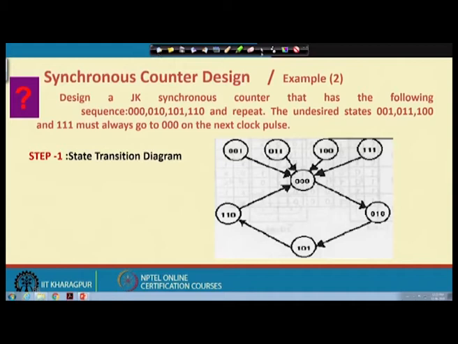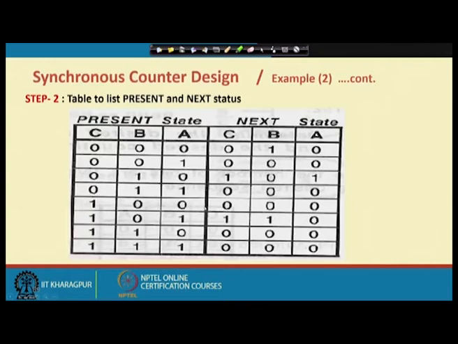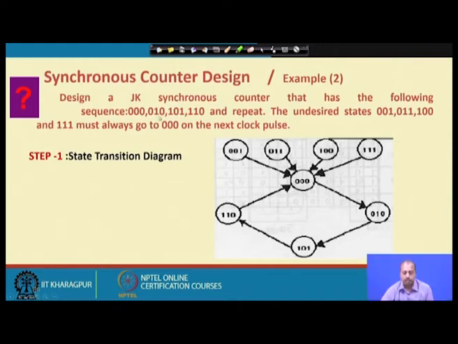Now, in this particular case, we have to design this particular sequence: 0 0 0 followed by 0 1 0, 1 0 1 and 1 1 0 and repeat. The undesired states 0 0 1, 0 1 1, 1 0 0 and 1 1 1 must always go to 0 0 0 on the next clock pulse. So, that is expected. The state transition diagram will be like this, and then you can draw the present state, next state table. It is 0 0 0 to 0 1 0, 0 0 1 to 0 0 0, and that way you fill up this table as per this sequence.